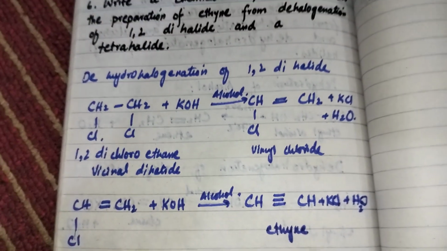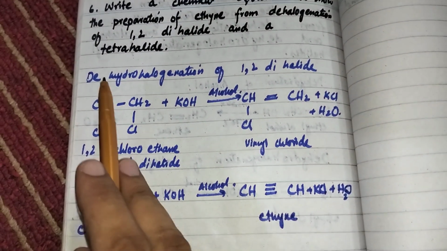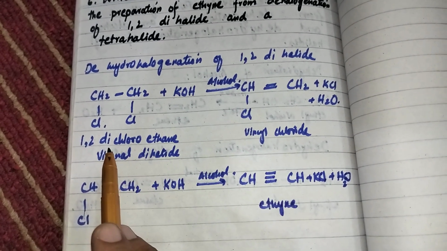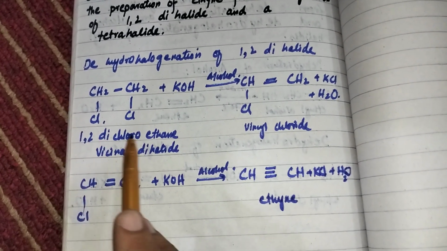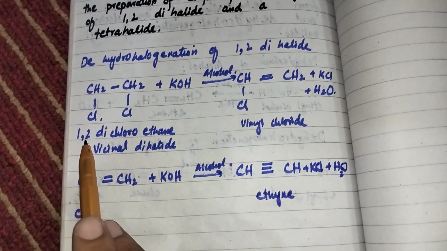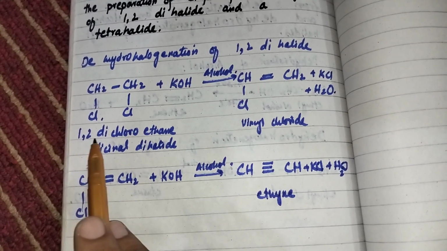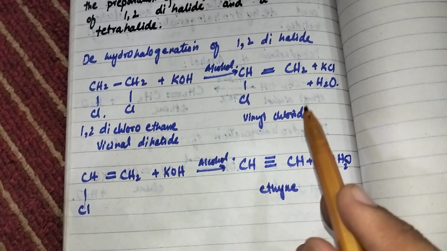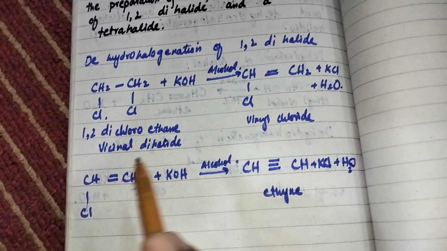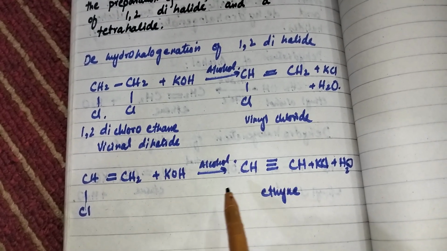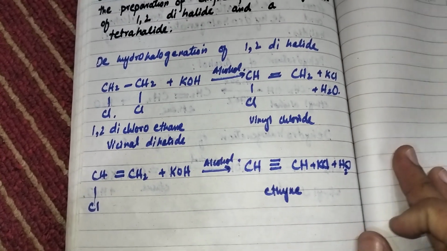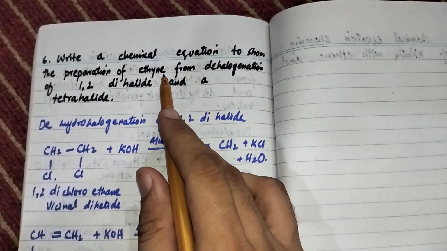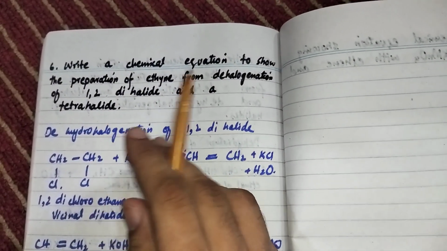So we have prepared ethine by the process of dehydrohalogenation of 1,2 dihalide, and the 1,2 dihalide is 1,2 dichloroethane. First, 1,2 dichloroethane reacts with KOH in the presence of alcohol, forming vinyl chloride. Vinyl chloride again reacts with KOH in the presence of alcohol, forming ethine. So this is the first reaction for the preparation of ethine. In the second reaction, we have to take tetrahalide.